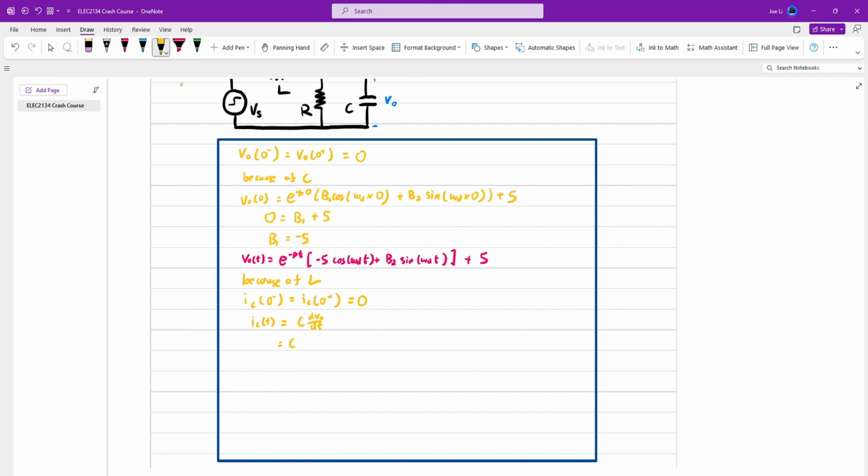Okay, now in differentiating this, we end up with some chain rule magic. We first differentiate the exponential part, e to the negative alpha t, times -5 cosine omega d t plus B2 sine omega d t. And then we differentiate the other part, classic chain rule moment. Differentiating cosine will give you negative sine, so 5 sine omega d t, and differentiating sine will give you cosine. And also don't forget the omega d inside. We kind of have to chain rule it out. Oh, sorry, this is not the chain rule, this is the product rule, my bad. This is chain rule, this is product rule, my bad.